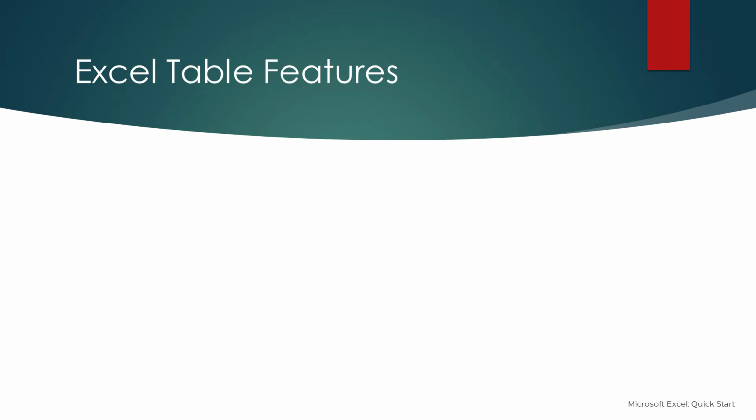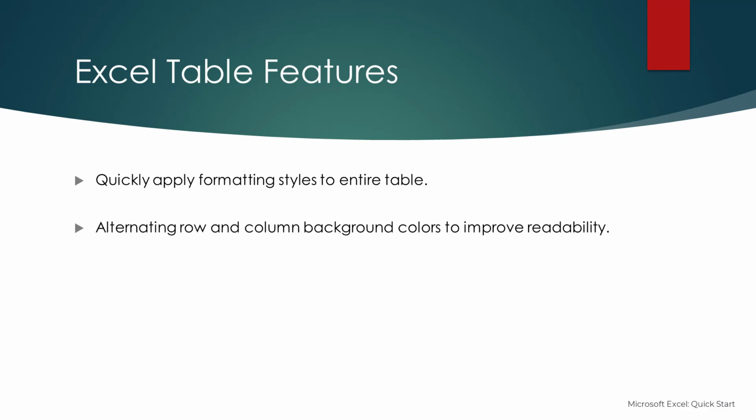Some of the additional features you get with tables include the option to quickly apply a pre-formatted style to the table. The style will make color and font changes to the heading, footer, rows, and columns within the table. The ability to add alternating colors to rows and columns to make data easier to read across or down the page. Automatic format updating when you add a new row or column to the table.